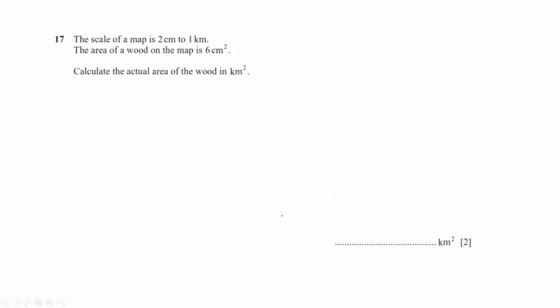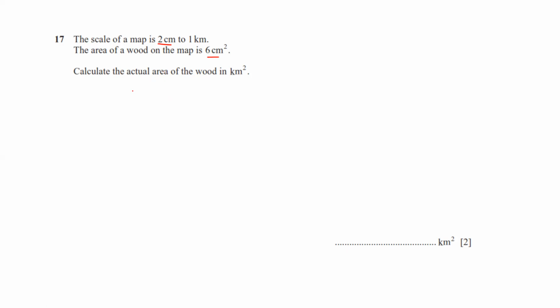Okay, so next, question number 17. It says the scale of a map is 2 centimeter to 1 kilometer. The area of wood on the map is 6 centimeters square. Calculate the area in kilometers square. Okay, so this is an easy one, I would say.